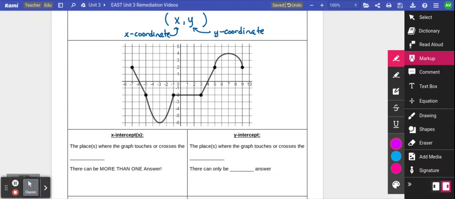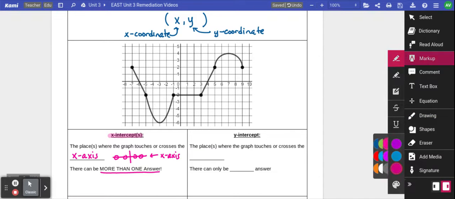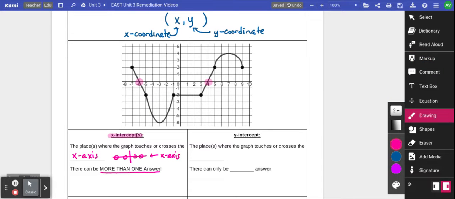The first special point is what's called the x-intercepts. The x-intercepts are the place where the graph touches or crosses the x-axis. So on a graph, the x-axis is the horizontal axis on the graph. And I'm going to look for the places where the graph crosses or touches the x-axis. There can be more than one answer for the x-intercepts. On this graph, for example, there would be an x-intercept right here where the graph touches the x-axis, as well as right here where the graph touches the x-axis.